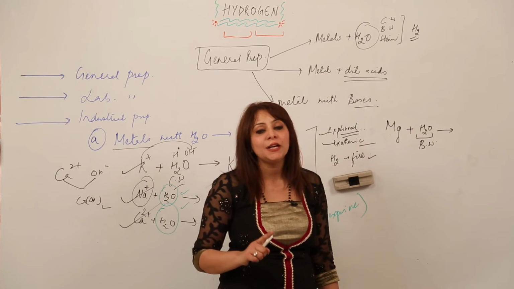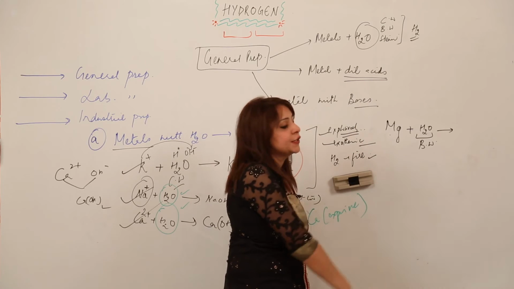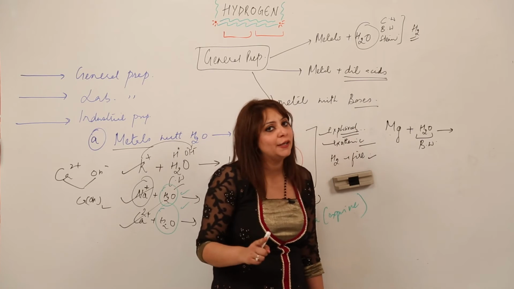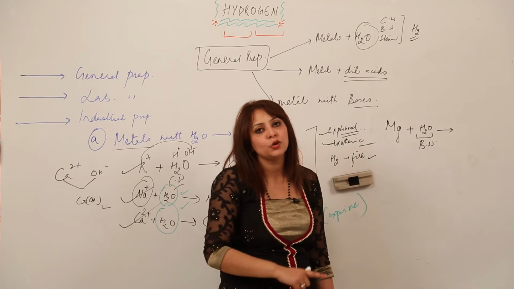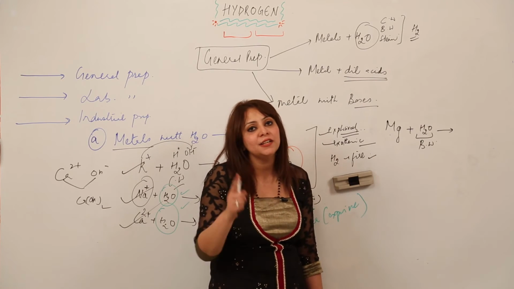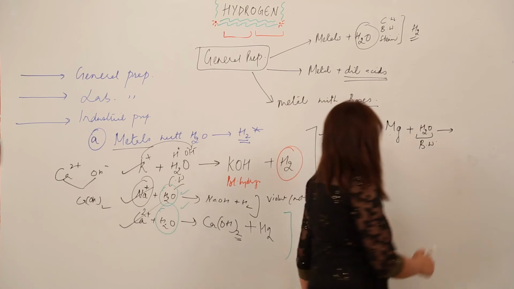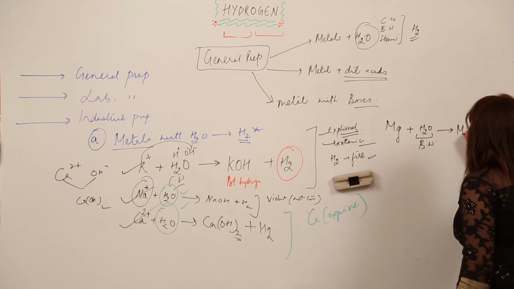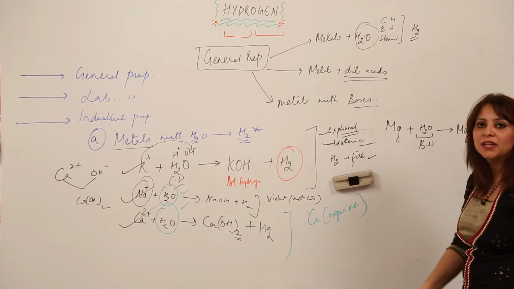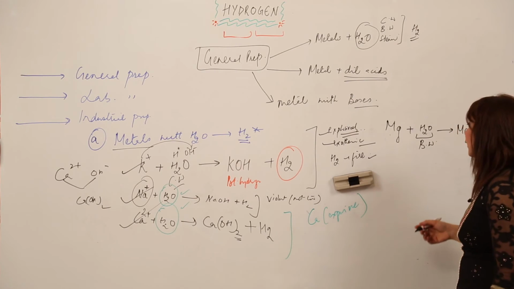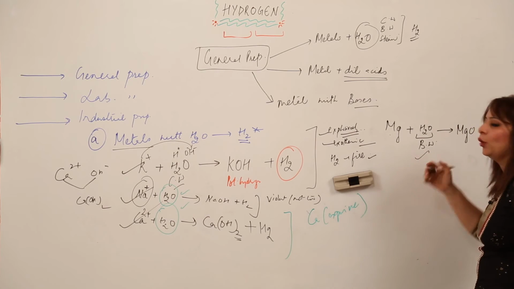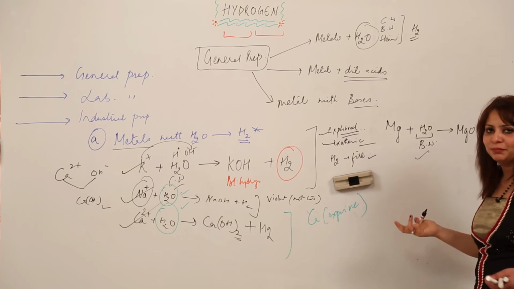Whenever an element reacts with boiling water or steam, they do not form hydroxides. They form hydrogen, but they don't form hydroxide. Instead of hydroxide, they form oxides. So similarly, it will form magnesium oxide and H2. So that means this reaction is a good one, because the only limitation is that we need to boil it. That's not a big deal, right?